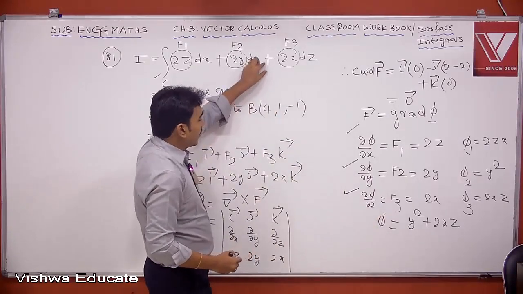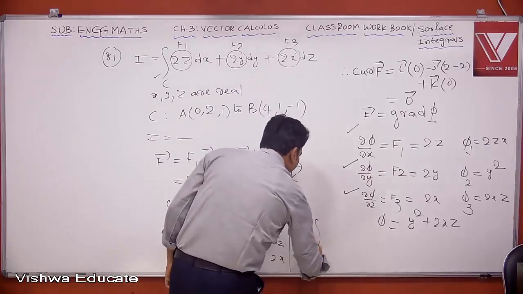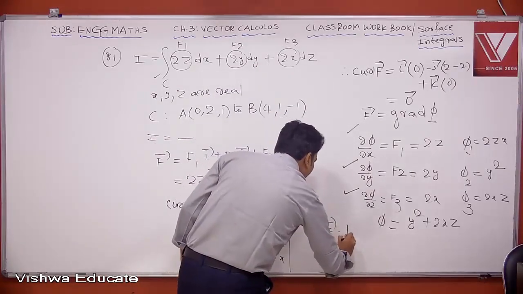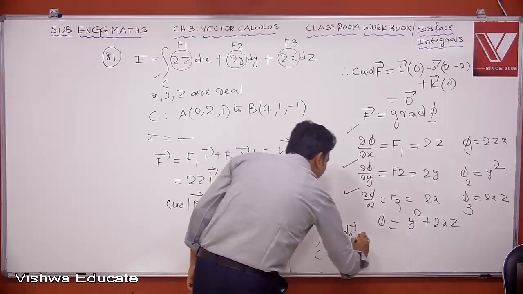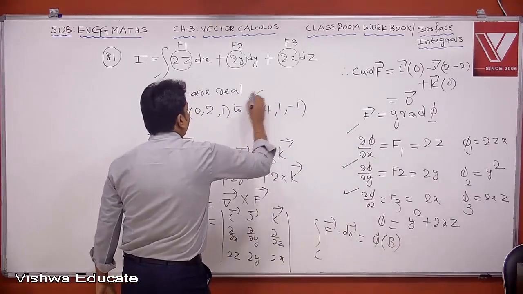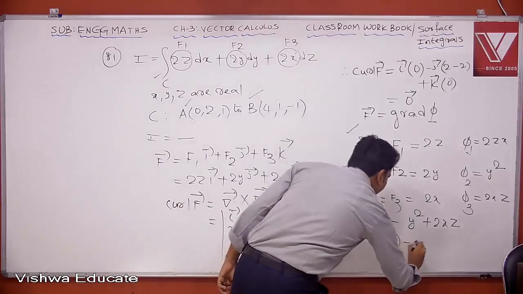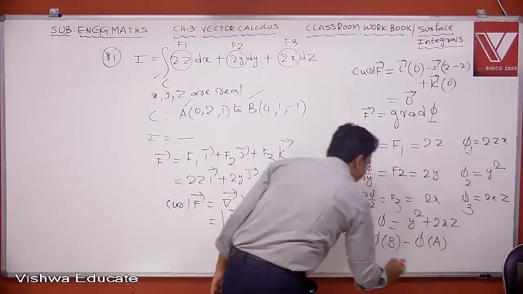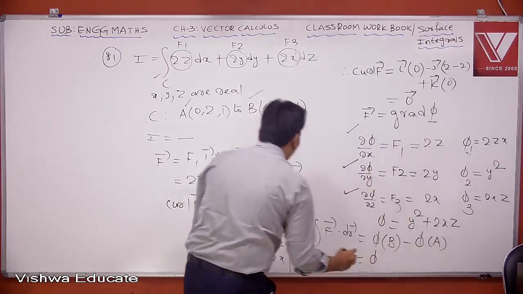Therefore, according to the fundamental theorem of line integrals, this line integral of F bar dot dr bar over C equals phi of the second point minus phi of the first point. The second point is B and the first point is A. So this is phi of B minus phi of A. So this is phi of, what is B?